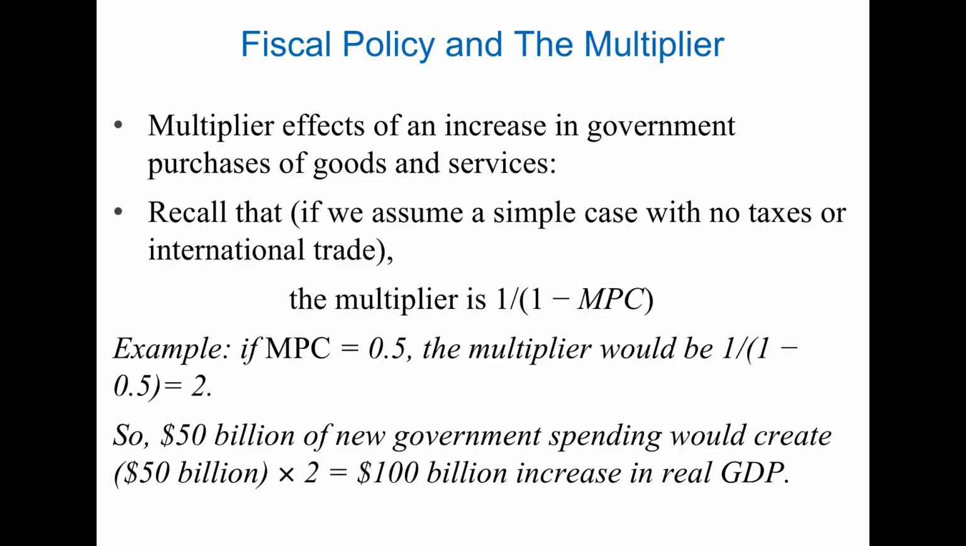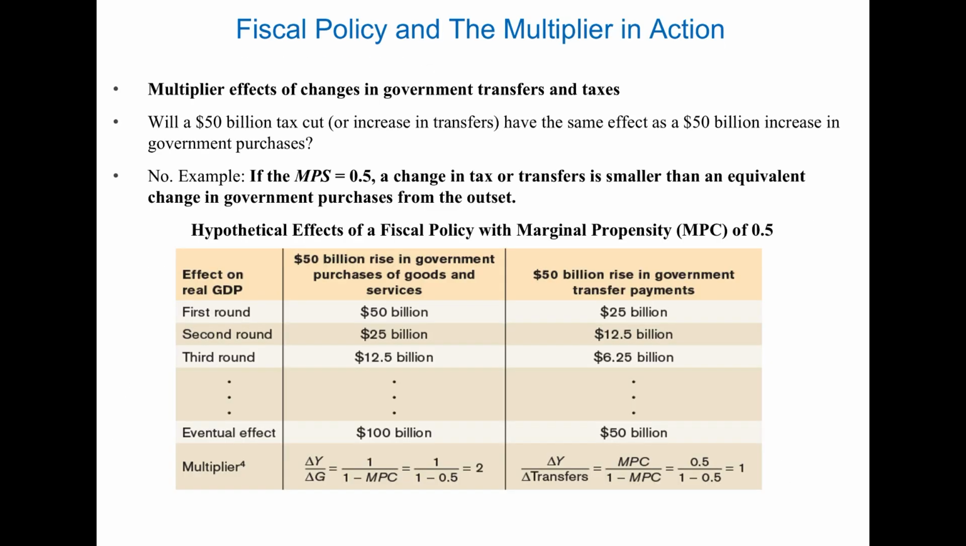So, the multiplier effect of an increase in government purchases of goods and services. Recall that if we assume a simple case with no taxes and no international trade, the multiplier is 1 over 1 minus MPC. So if MPC is 0.5, the multiplier would be 1 over 0.5, which is 2. It means that 50 billion of new government spending would create a 100 billion increase in real GDP. Why? Because it's multiplying. The government spends 50 billion, which becomes 50 billion of income for households. Then households save some portion and spend the rest, which creates income for others, and this process continues.